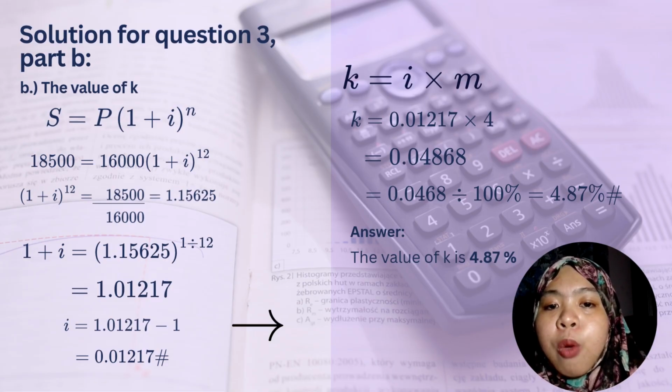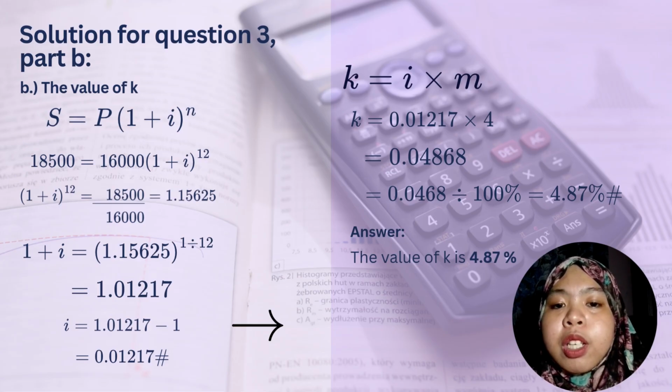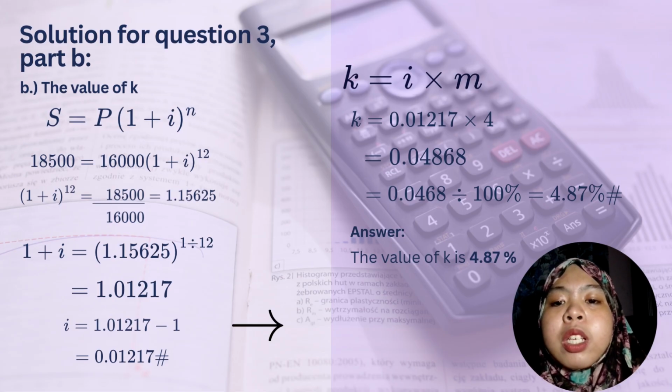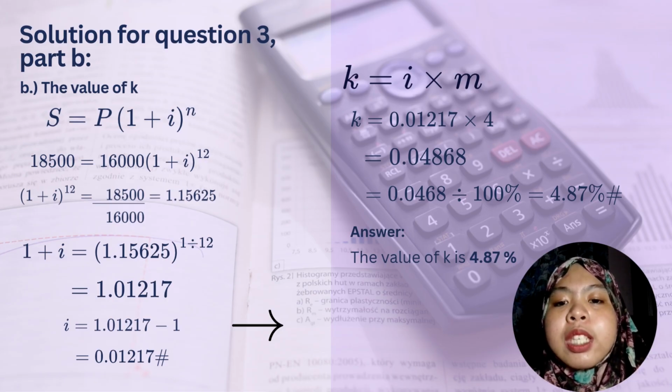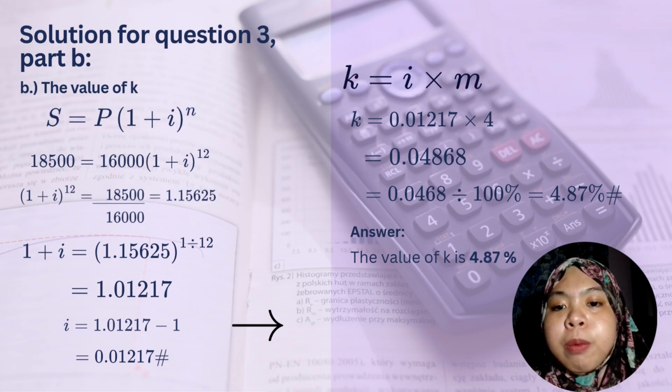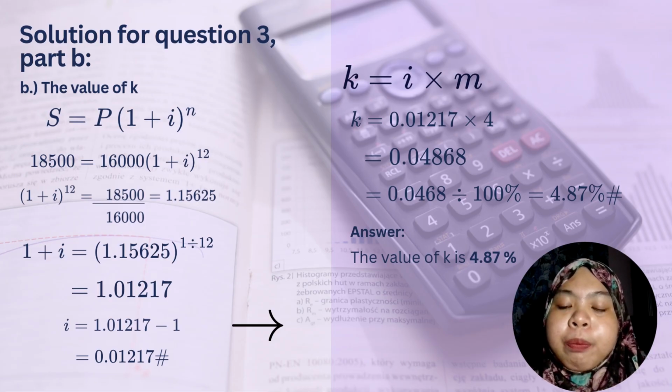And then we're going to take the 12th root. 1 + i equals (1.15625)^(1/12). The answer is 1.01217. i is equal to 1.01217 minus 1 equals 0.01217.